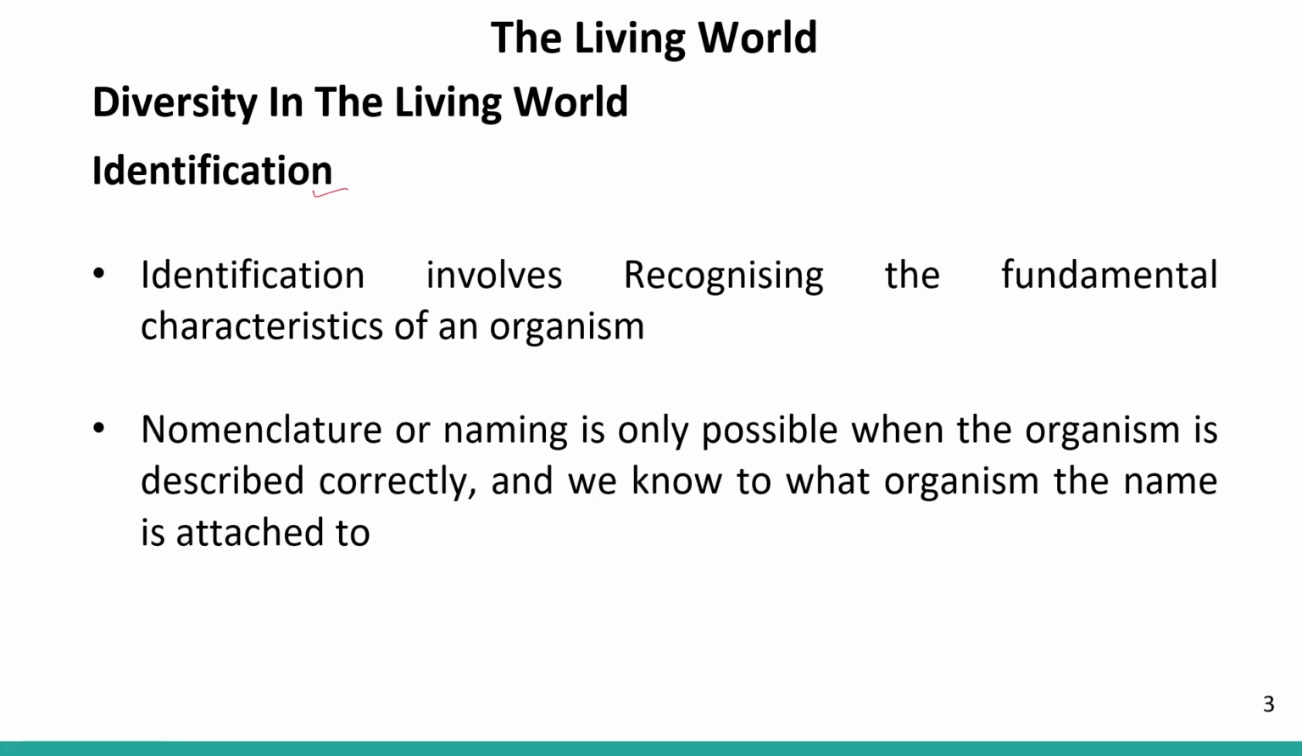Now let's move to the next term, which is identification. Whenever we have to name a certain living organism, the first requirement is the identification of the organism. What does identification comprise of? Identification involves recognizing the fundamental characteristics of an organism. And identification is very important for the nomenclature, or the naming, of the organism. Nomenclature or naming is only possible when the organism is described correctly and we know to what organism the name is attached.